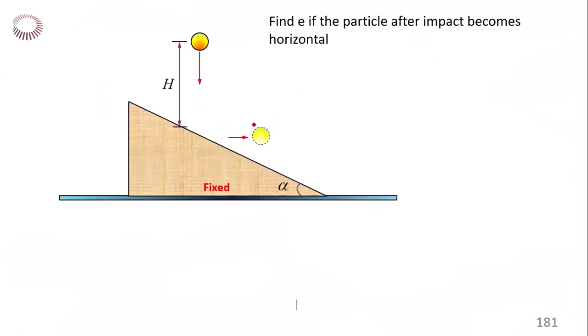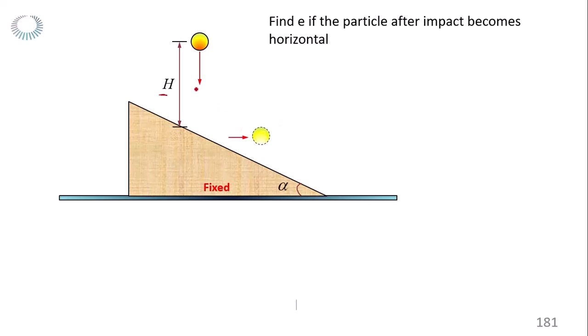Welcome my dear student. In this lecture series I am going to solve some application based problems on the concept of impulse momentum relation, as applied in the case of collision. Let us start with the first situation where there is a ball which is being dropped from a height of h. After the impact the particle becomes horizontal.